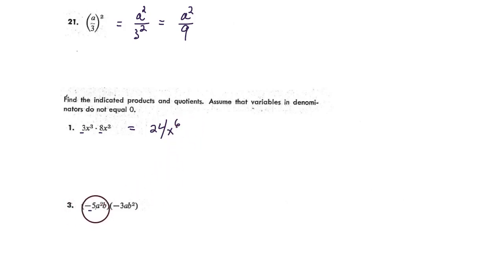Number 3, negative 5 times negative 3 is positive 15. Now follow the variable rules. A squared times a to the 1 is a to the 3. B to the 1 times b squared is b to the 3.